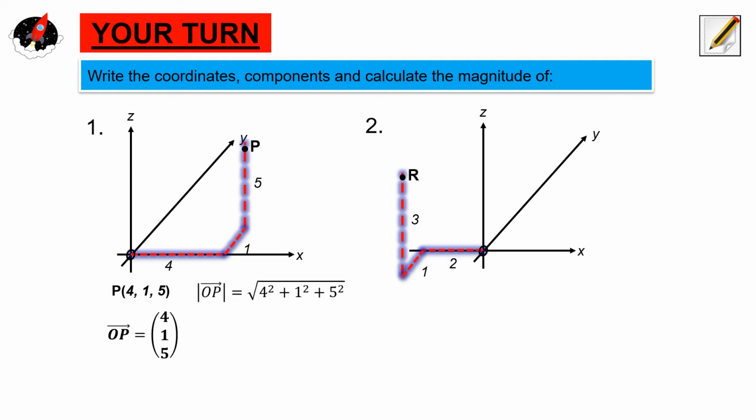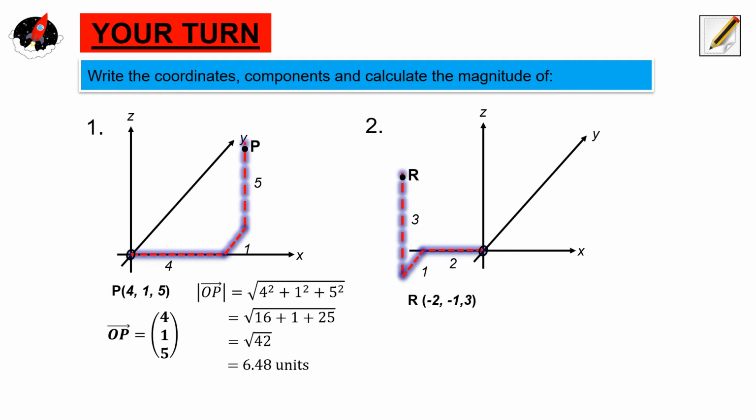The magnitude of OP then is the square root of 4 squared plus 1 squared plus 5 squared. So working that out, we get the square root of 42, and if you haven't done simplifying surds, you can write it as a decimal, which would be 6.48 units.